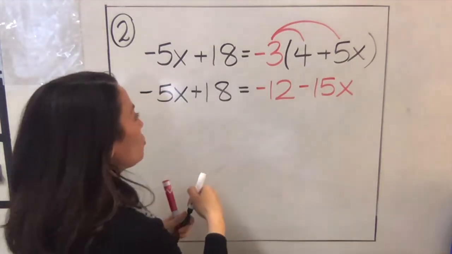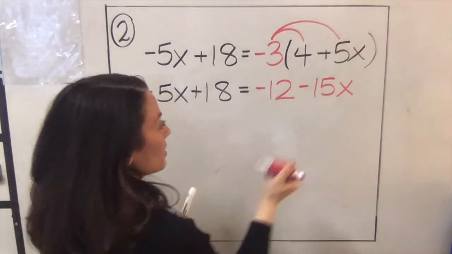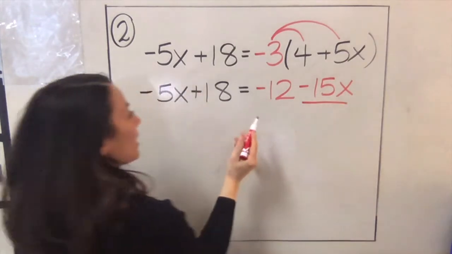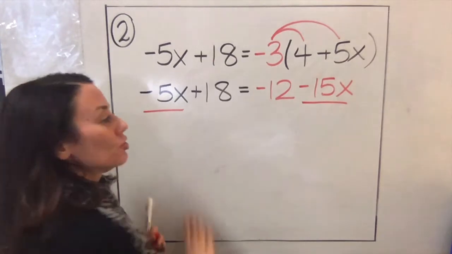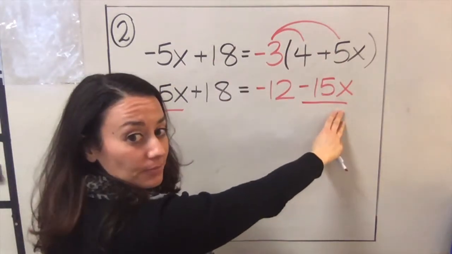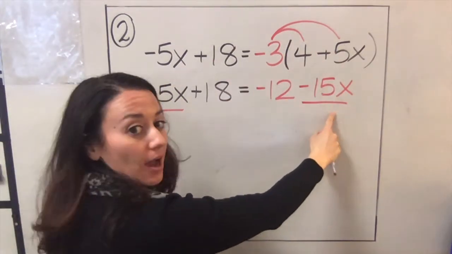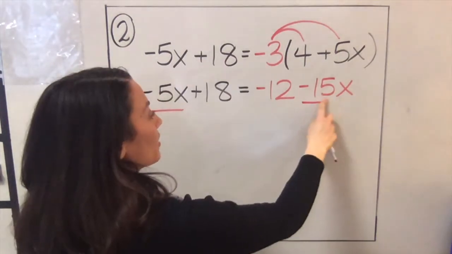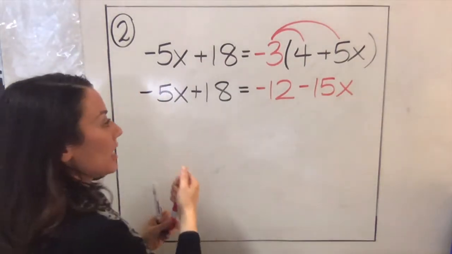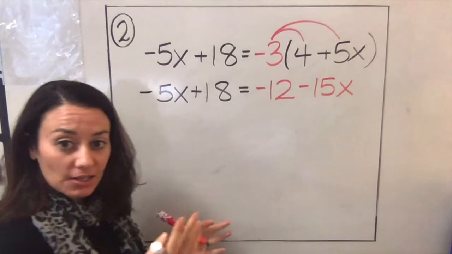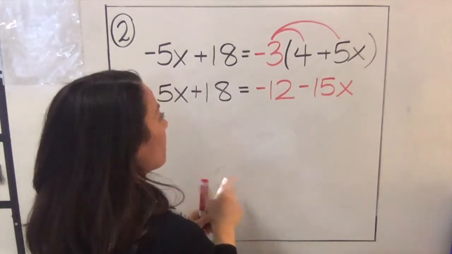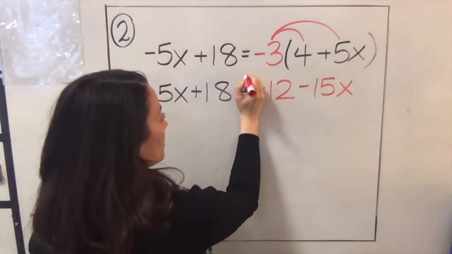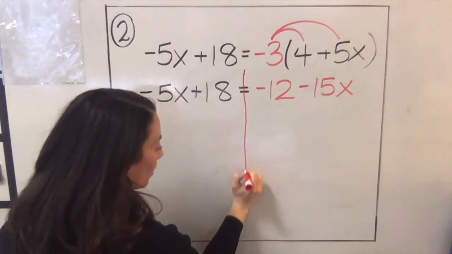So do we have x's on both sides of the equal sign? Negative 15, positive 5. Yes? Okay. So just look to the right side and ask yourself, what is the opposite of negative 15x? It's positive 15x, right? So we want to add that to both sides. But remember, we're going to separate both sides of the equation with a T. We're going to make the T really long.